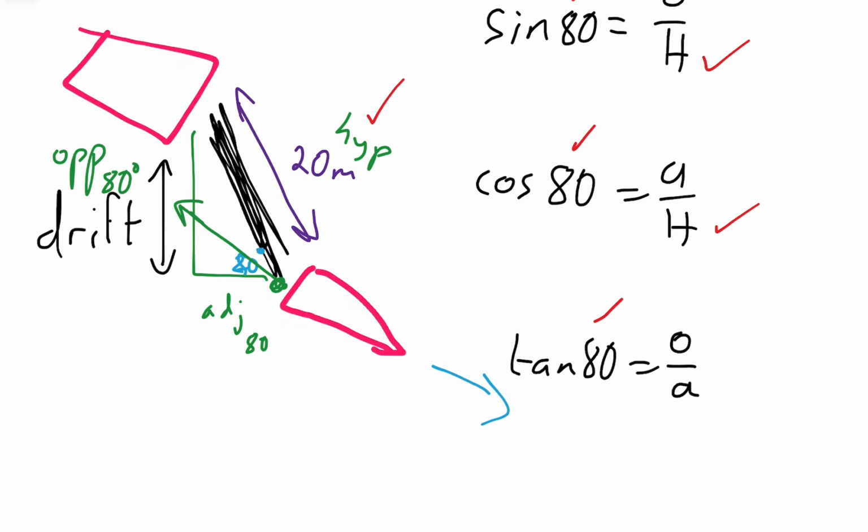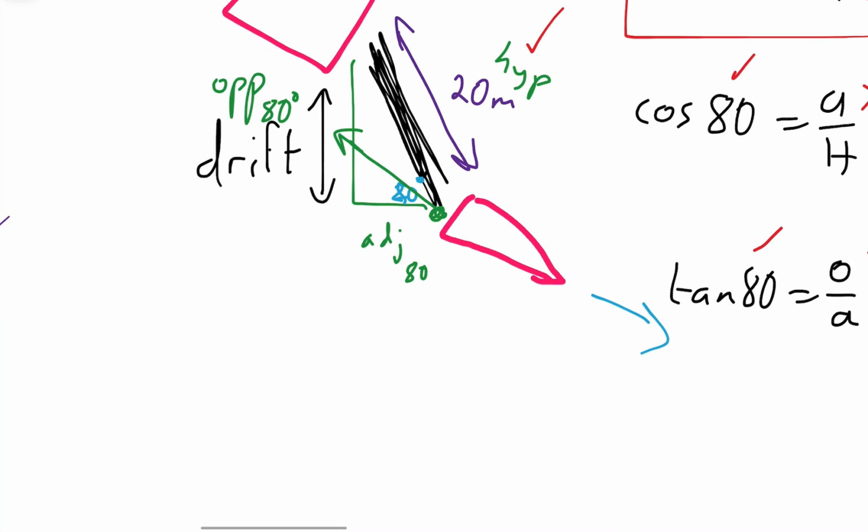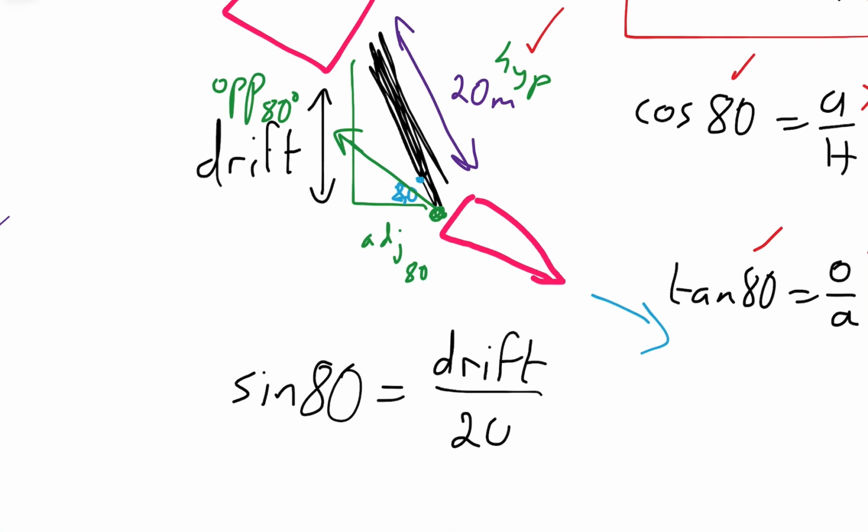Do I know the adjacent? No. Do I want to know the adjacent? No, I'm not really interested in the adjacent. Do I know the opposite? No, but I want to know the opposite. That's my height in the slide question. So that's the bit I want to know. The only formula that has 3 ticks is sine. So I'm going to use sine of 80. Sine of 80 degrees should be opposite over hypotenuse. So it's my drift length over my hypotenuse, which is 20.